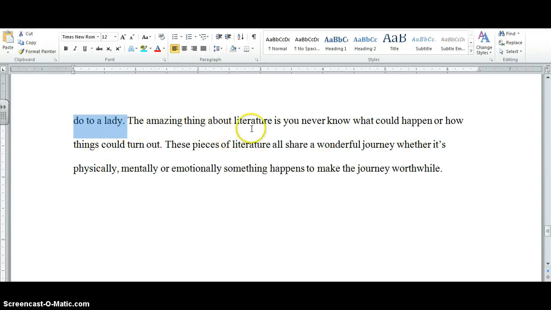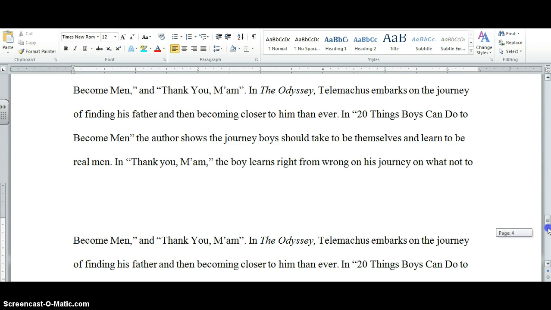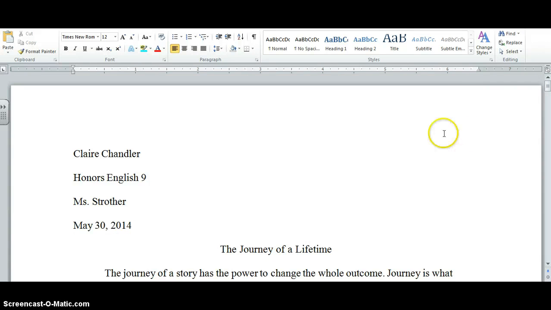"The amazing thing about literature is you never know what could happen or how things could turn out. These pieces of literature all share a wonderful journey, whether it's physical, mental, or emotional." How about let's change that. "Something always happens to make the journey worthwhile." Yep, that's doable.